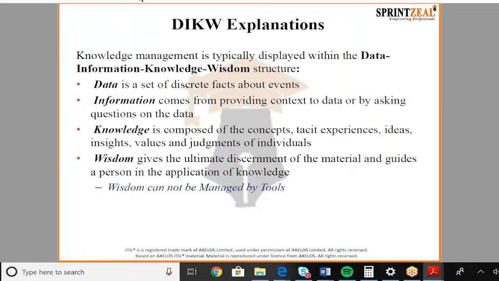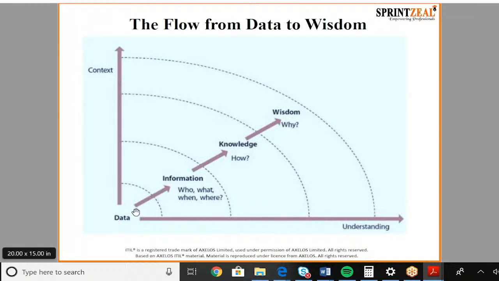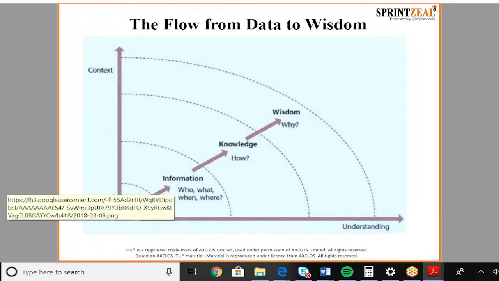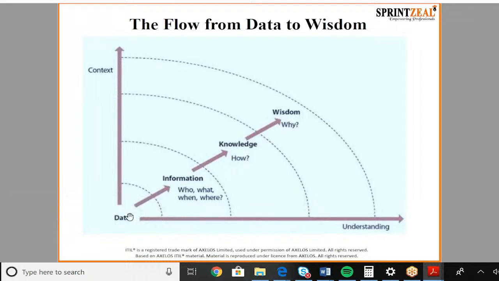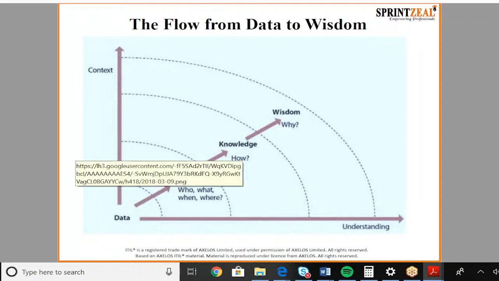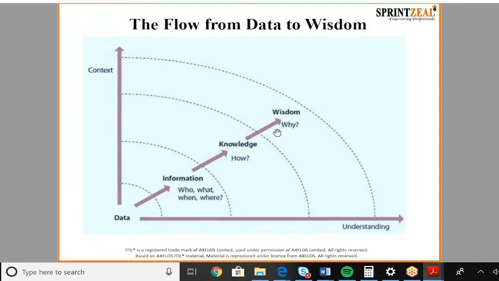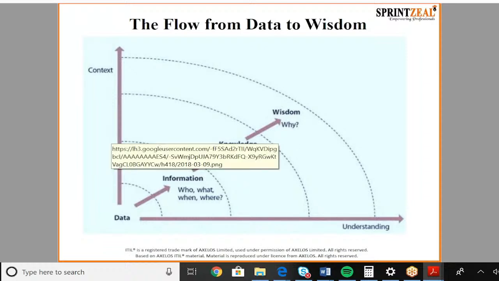So if we go back to the diagram here, the data is the simplest form of the information, quote unquote, information that we're receiving. Information starts to ask questions about the data that's been received: who, what, when, where. Knowledge asks how. How is this possible? How are we able to move from where we are to where we want to be? And wisdom is the why. Well, why does this keep happening?